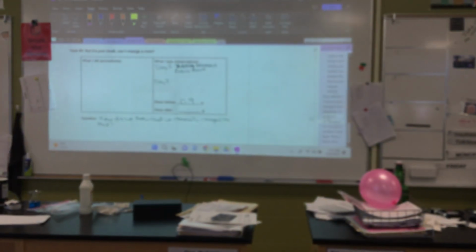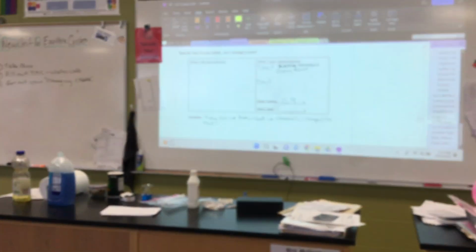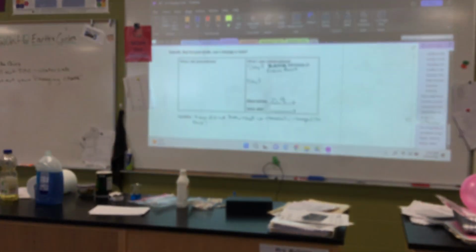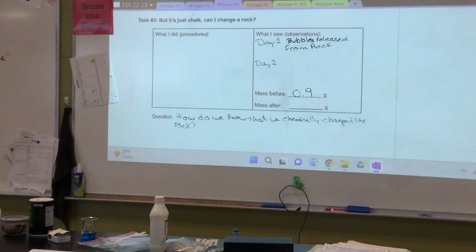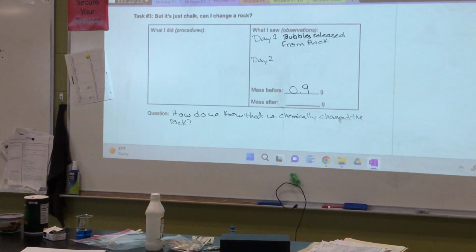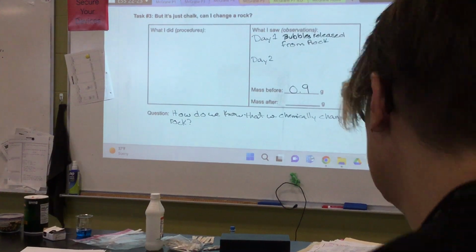It should only take you just a minute to write down your observations. Rinse that rock out. Mass it again. Clean out your beaker, please, and then flip it upside down.